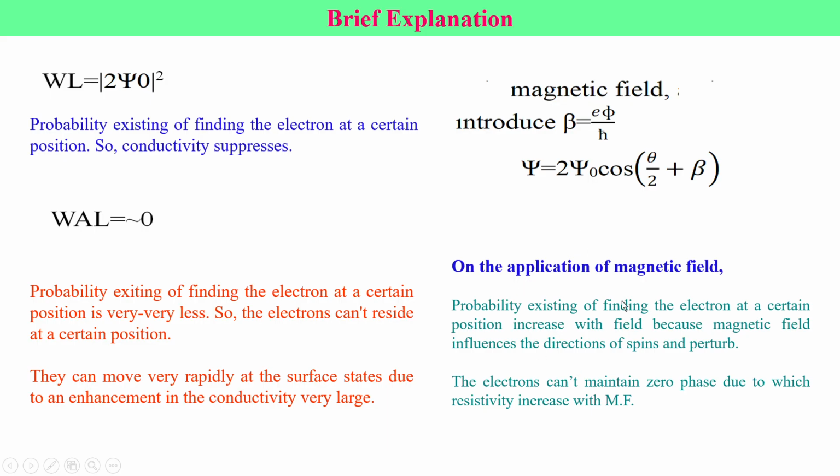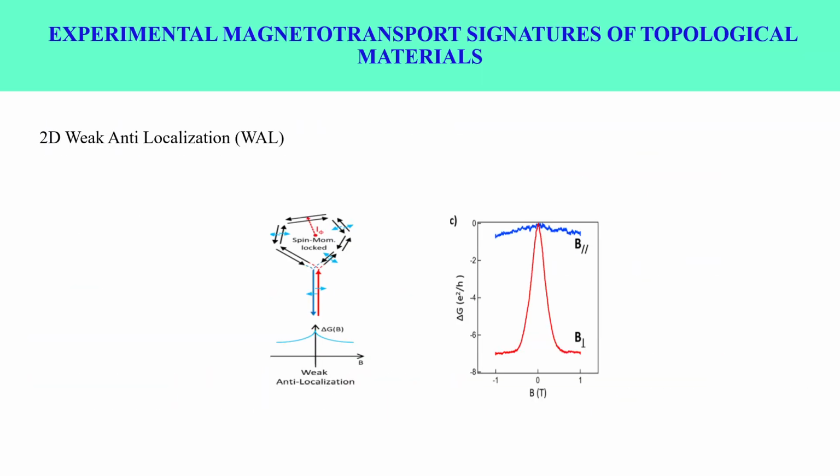The application of the magnetic field perturbs the direction of the spins and also influences the spin direction, and this basically increases the probability of finding the electrons at a certain position, and they can reside there for a long time, due to which the resistance increases with the magnetic field. And this basically does not maintain a phase coherence of pi. So these are the important signatures of 2D weak antilocalization, in the case of the parallel magnetic field and the perpendicular magnetic field.